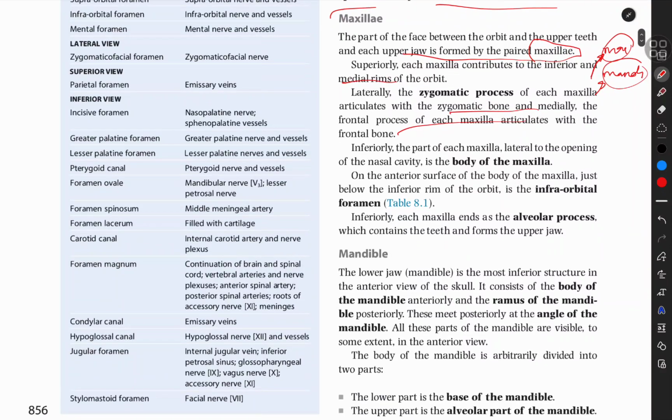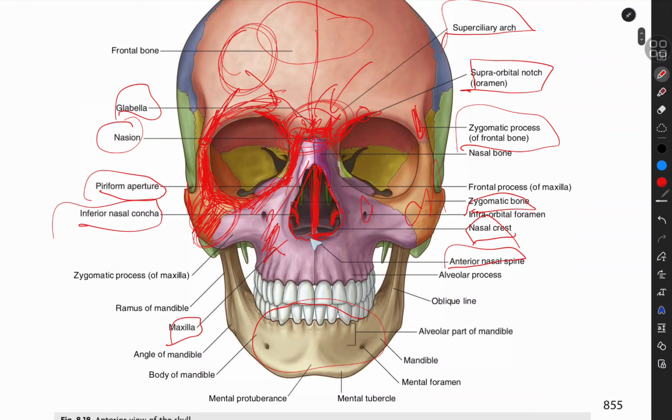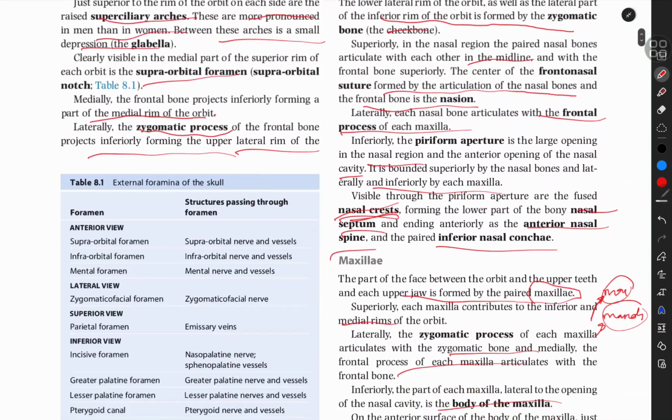Inferiorly, part of each maxilla lateral to the opening of the nasal cavities forms the body of the maxilla. Here is the body of the maxilla. Okay, they didn't label the body of the maxilla, but yeah, here is the body of the maxilla.